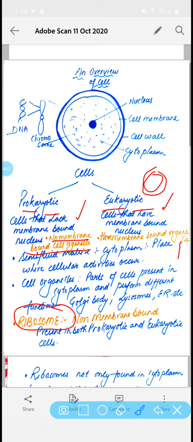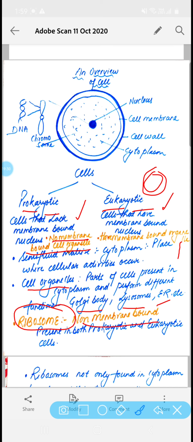Okay, so if we talk about cell organelles, I have already discussed with you the parts of the cell present in the cytoplasm. So where are they located? They are always located in the cytoplasm and perform different functions. Examples of cell organelles are Golgi body, lysosomes, endoplasmic reticulum, ribosomes. They all are examples of cell organelles. Now the first cell organelle we will discuss, just to introduce the difference between prokaryotic and eukaryotic, is the ribosome, which is basically a non-membranous structure.